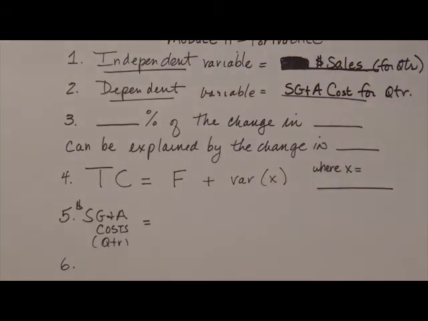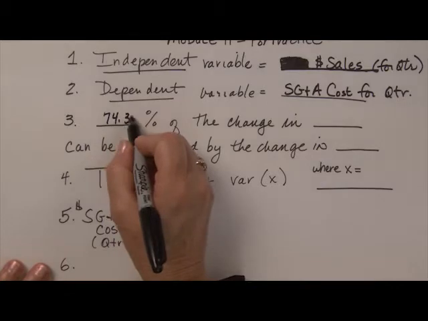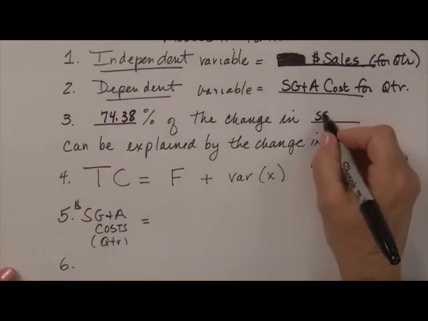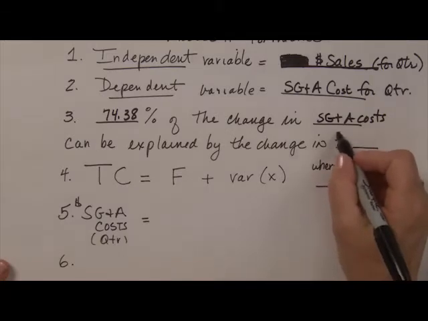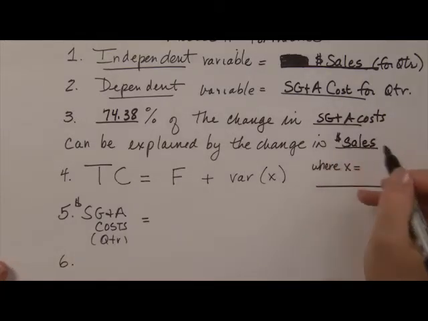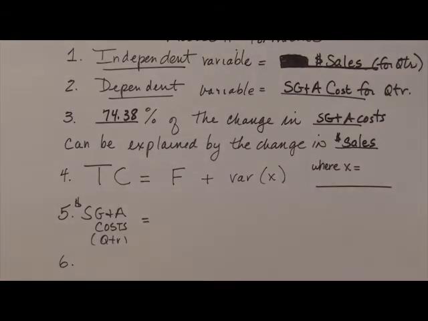When we look at the 3rd question, we're talking about the R square and what that means. The R square is saying that 74.38% of the change in SG&A cost can be explained by the change in sales dollars for that same period of time, a quarter. So the R square is telling us how well we have chosen the cost driver. In this case, the cost driver being that independent variable called dollar sales. So we are able to explain 74.38% of the change in SG&A cost through the changes in the dollars of sales.